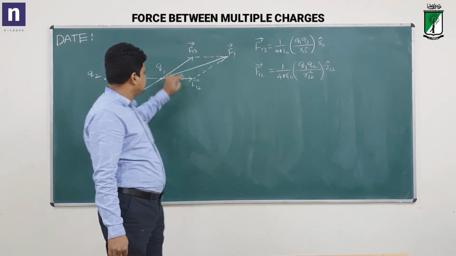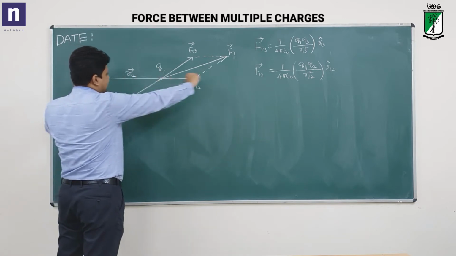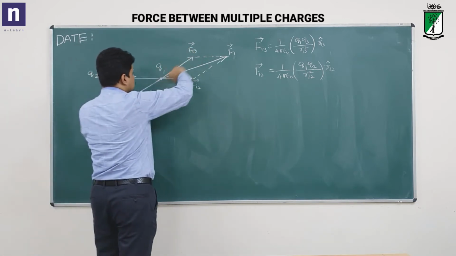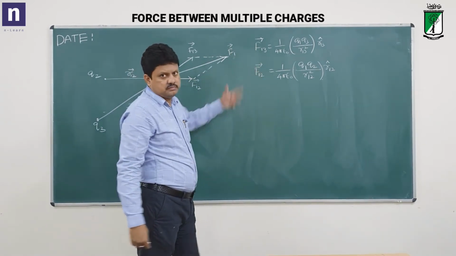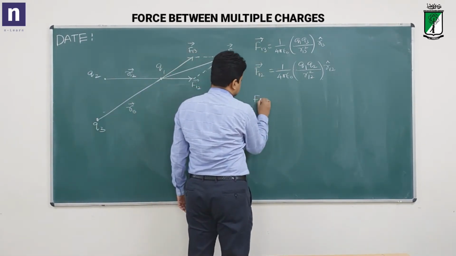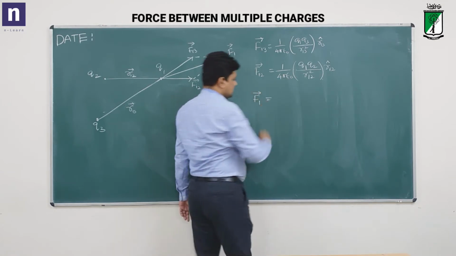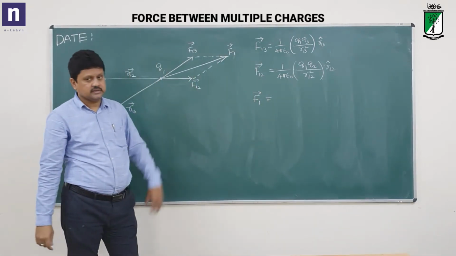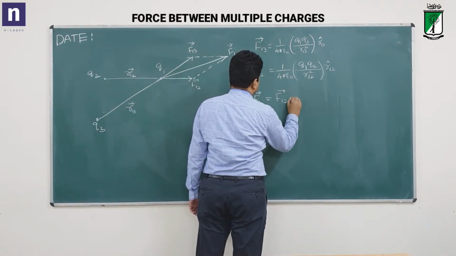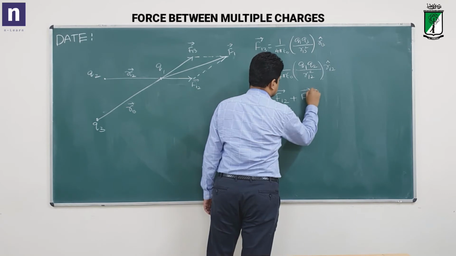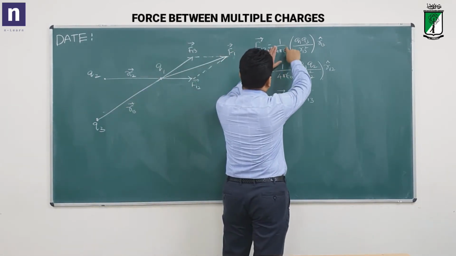So two forces are there individually. When you just consider individual effects, then one effect is F12, another effect is F13. Those two forces add up to form F1. So according to basic law of vector addition, the net force on charge 1, that is F1, is equal to F12 plus F13.